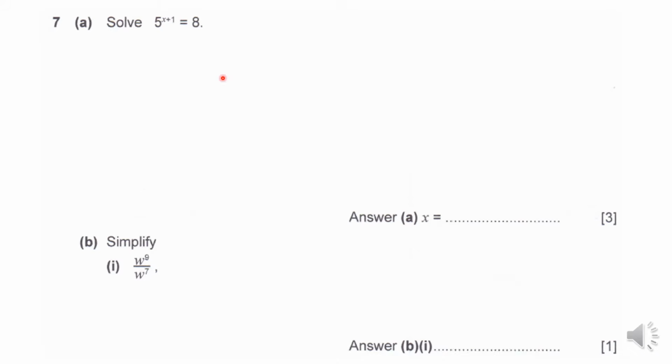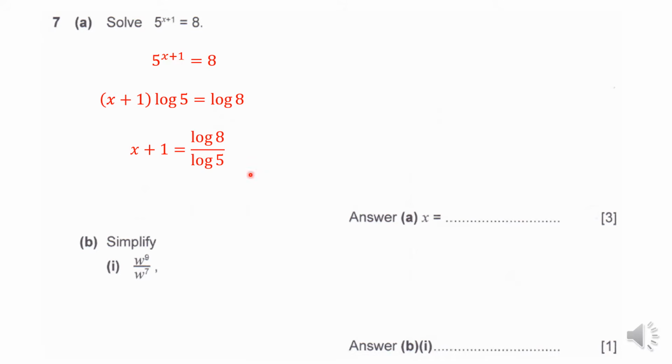Question 7, you have an exponential equation, 7a here, so you're supposed to solve for x. You realize you can't use indices here because the base here is 5 and the base there is 8. There's no way for you to make the bases the same. So in that case, we are going to take the logs of both sides. Once you take the log of 5 raised to x plus 1 and the log of 8, and use the power law, you bring the x plus 1 down and simply divide log 8 by log 5.